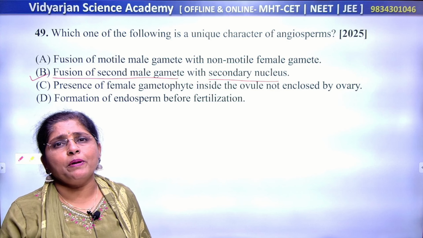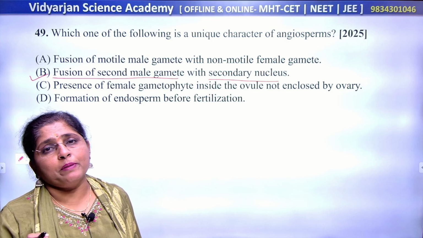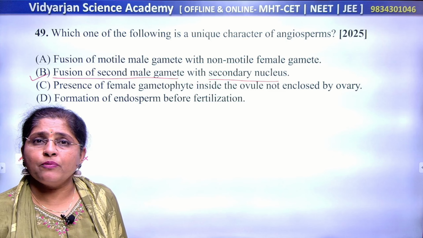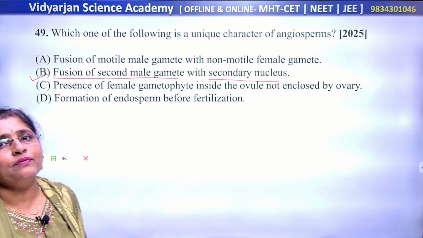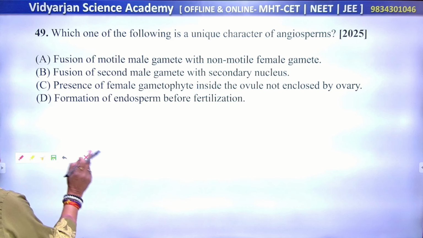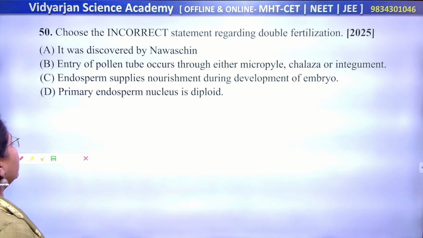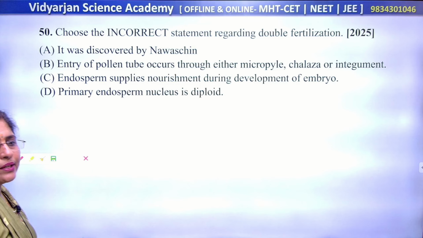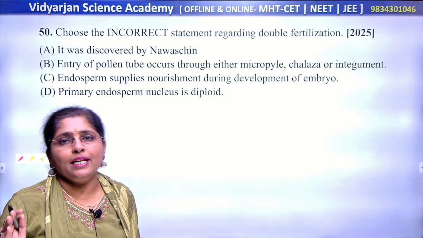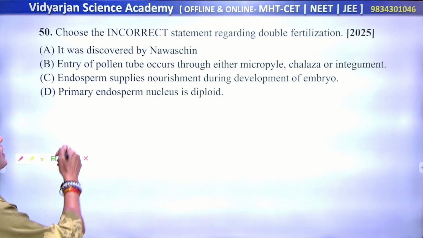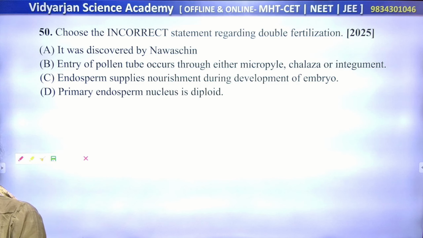I think you should prepare a chart and you should prepare a mind map. Mind map will be the best navigator to solve such kind of questions, right? So B is the correct answer. Next, question number 50. What they are asking us here is the incorrect statement. What is the incorrect statement regarding the process of fertilization?